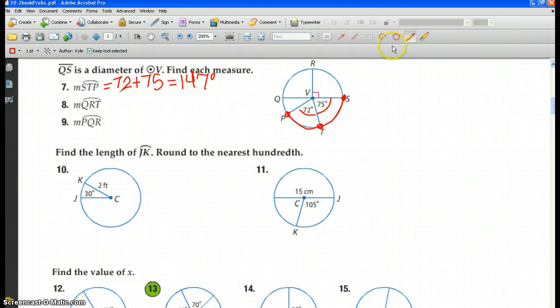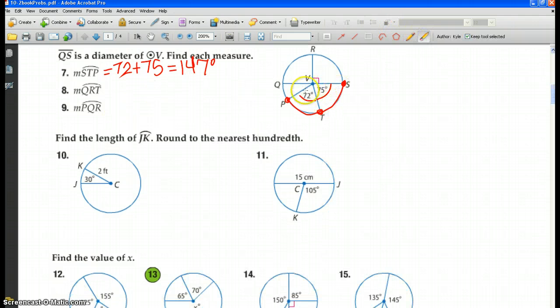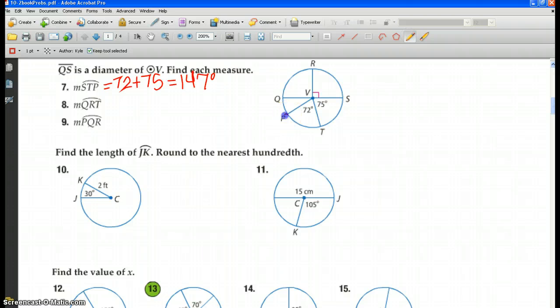Number 9, we want to find the measure of PQR. All right, P is here, going through Q, ending up at R. So that's this part of the circle. On the other side, we have this major arc over here. And this major arc would be made up of 90 degrees, 75, and 72.